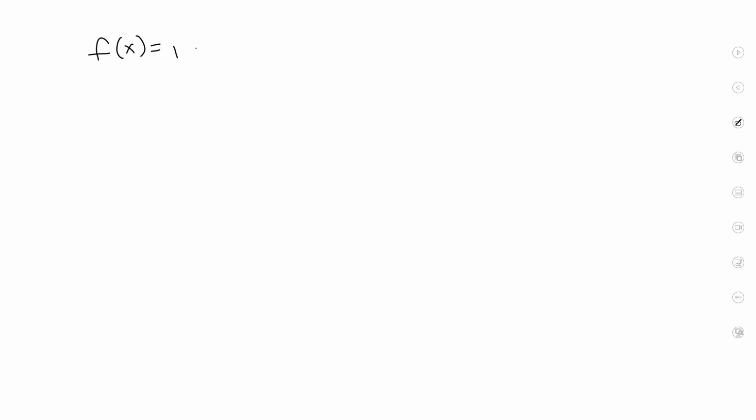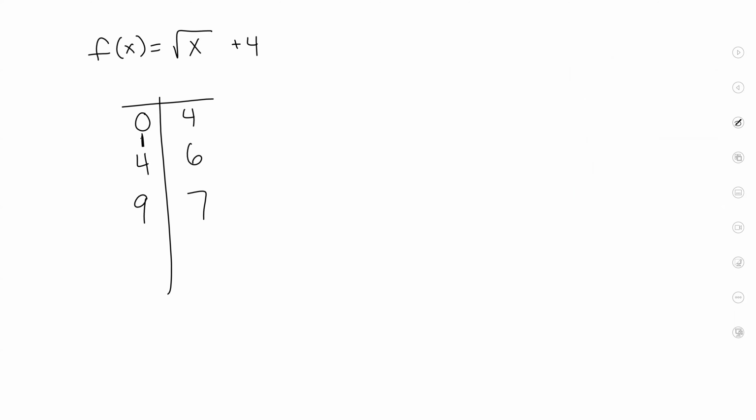Okay, so let's make a table. Let's plug in a 0. What's the square root of 0? 0. Plus 4. Let's plug in a 4. What's the square root of 4? Plus 4 is 6. What's the square root of 9? Plus 4 is 7. Oh, we can also plug in a 1. What's the square root of 1? Plus 4 is 5.